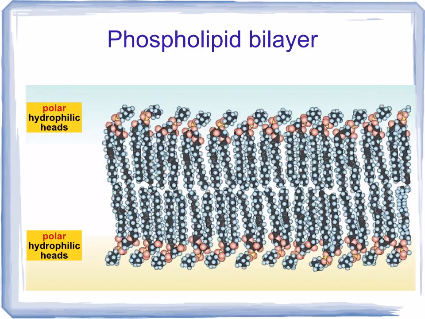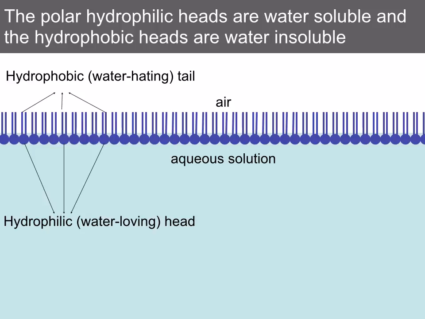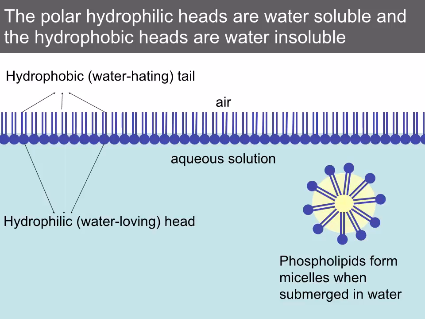You can see the hydrophilic heads are pointing outwards and the hydrophobic tails are pointing towards each other, away from the aqueous solution. So the polar hydrophilic heads are water-soluble and the hydrophobic tails are water-insoluble. Here you can see how the phosphate heads are pointing towards the aqueous solution and the tails are pointing away. If you were to submerge this into water, you would see a micelle forming. This is where the phospholipids have their heads pointing outwards and the tails pointing inwards.